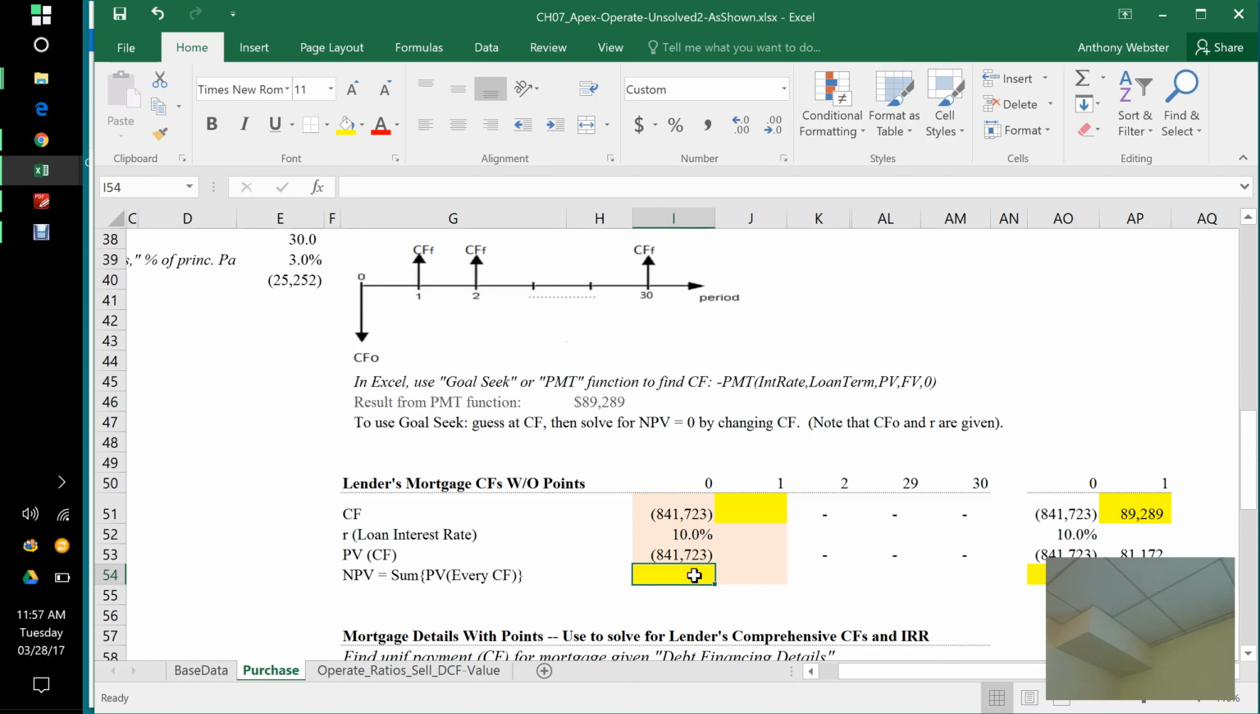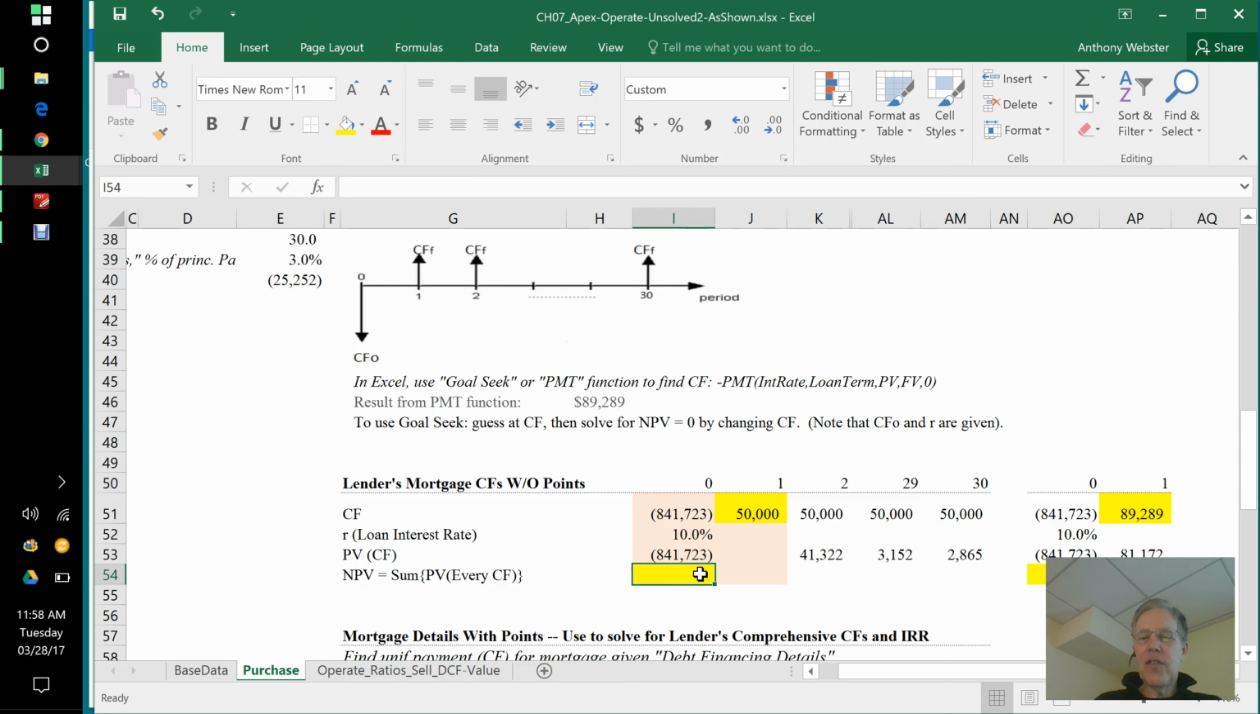And the way that we're going to get these uniform payments is we're going to keep guessing at the uniform payment until our NPV equals 0, okay? So let me put a guess in up here. Let's say something like 50,000. So the uniform payment that they're going to get back every year is 50,000. They put out 841,000. They get back 50,000 every year.